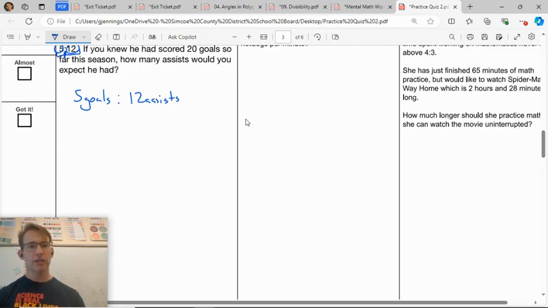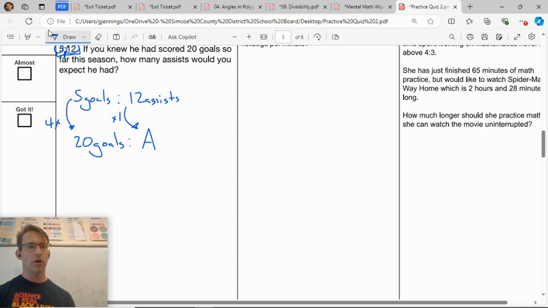historically, and then I tell you, wow, my writing is really hard to read sometimes. But actually, so far this season, he has 20 goals. That's a very strange way to do a G, Mr. Jennings. Goals. And I want to know how many assists, call it A. There's some number. Well, here's one way to notice it. I notice that he has 4 times that number there. So I just need to multiply by 4 over here. And then, so that would be 12 times 4. That would be about 48 assists.